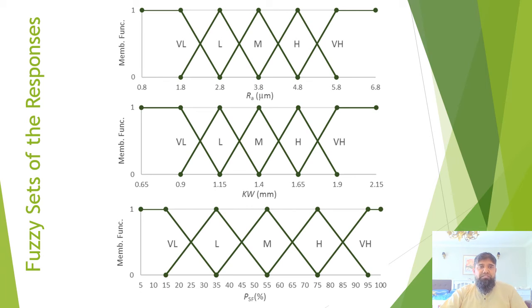The members in all the three sets, which are named as VL, L, M, H, and VH, they respectively stand for very low, low, medium, high, and very high. The five members for each set completely cover the range of the responses measured values.